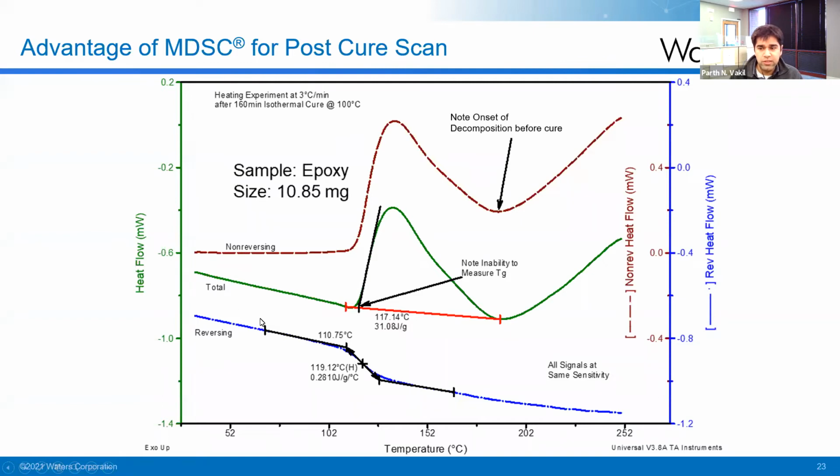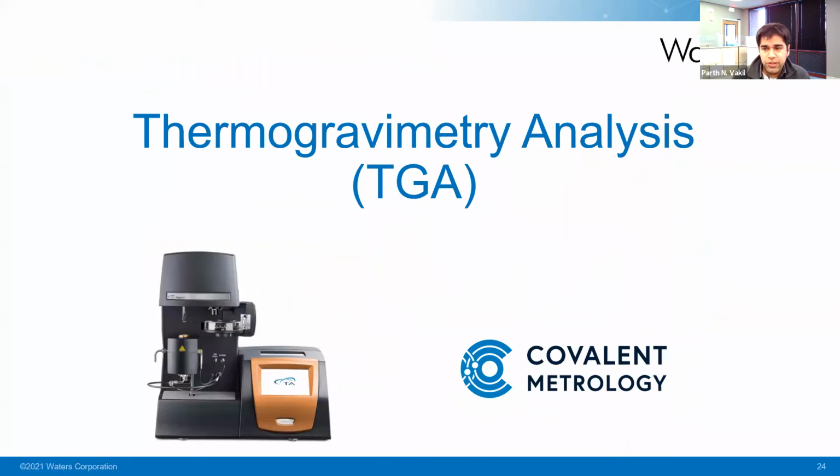And you can just do one single heat and get the data. So with that, let's switch gears into thermogravimetric analysis, or TGA. We call these instruments TGAs, where you would change analysis to analyzers.